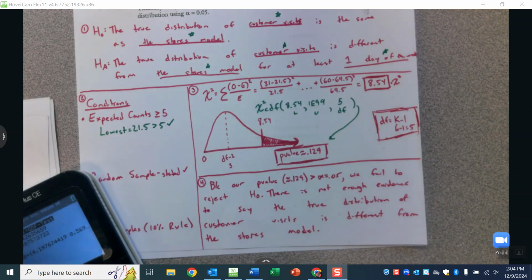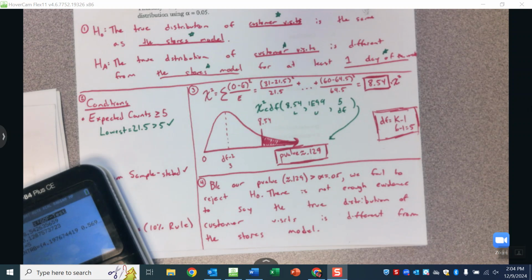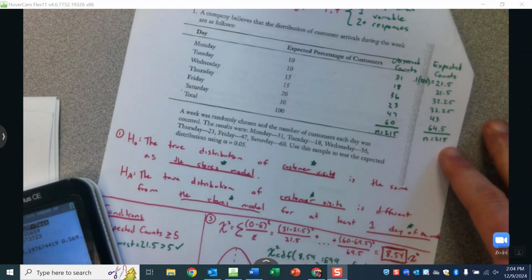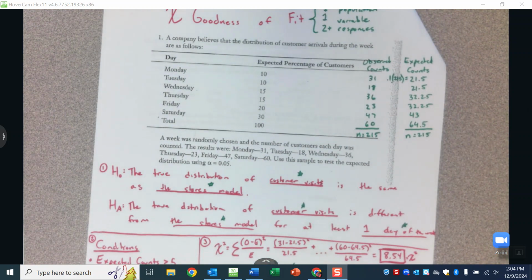So if, for example, they gave you this question and then they gave you a part B, and part B was something like, hey, the store owner is considering adjusting the employees' schedules so that the store has more employees on busier days and fewer employees on less busy days. If you were advising the store manager, which days of the week would you recommend that they adjust and why?